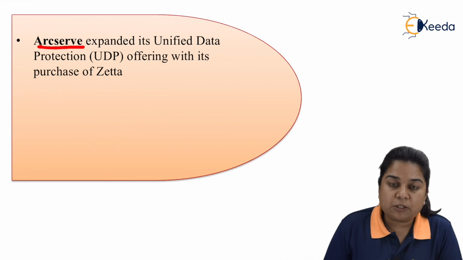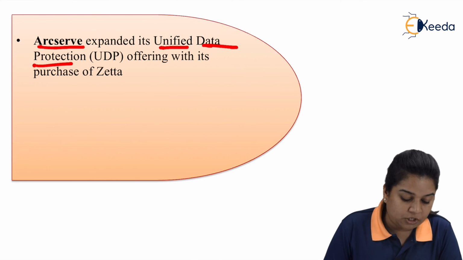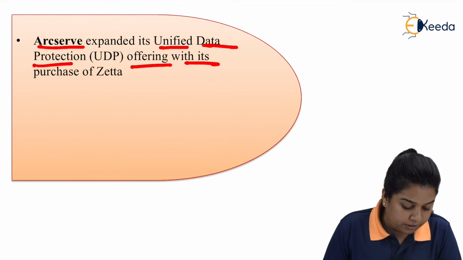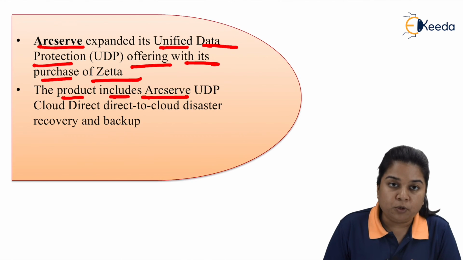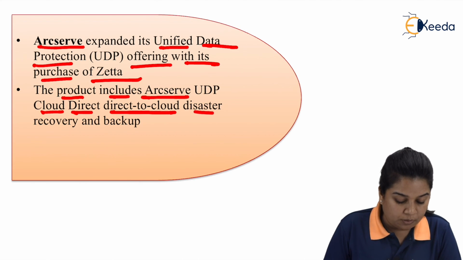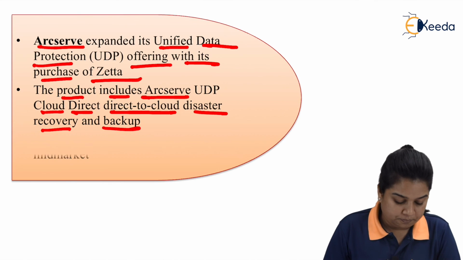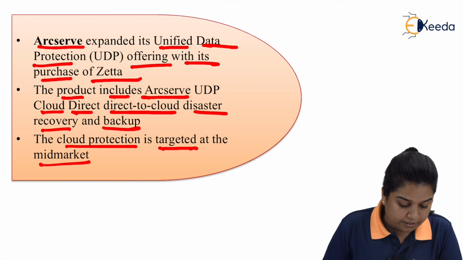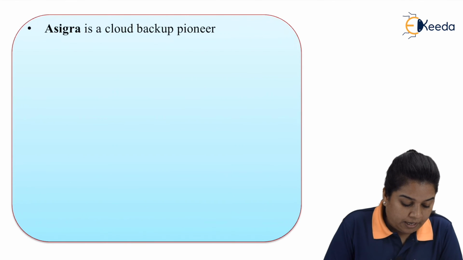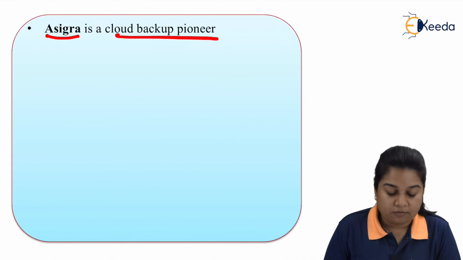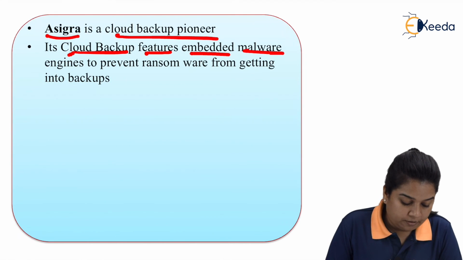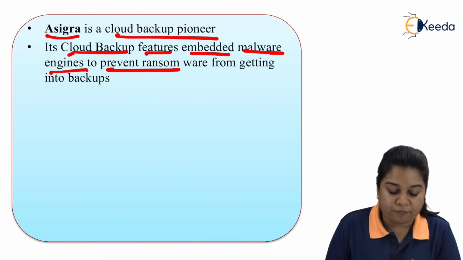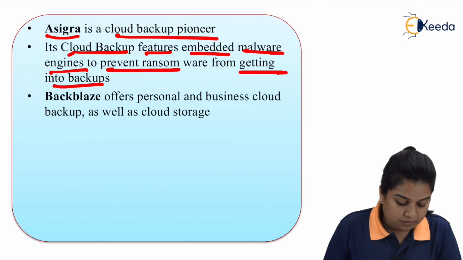Then Arcserve expanded its Unified Data Protection, that is UDP, offering with its purchase of Zetta. The product includes Arcserve UDP Cloud Direct, Direct to Cloud Disaster Recovery, and Backup. The cloud protection is targeted at the mid market. Then, Asigra is a cloud backup pioneer. Its cloud backup features embedded malware engines to prevent ransomware from getting into backups.